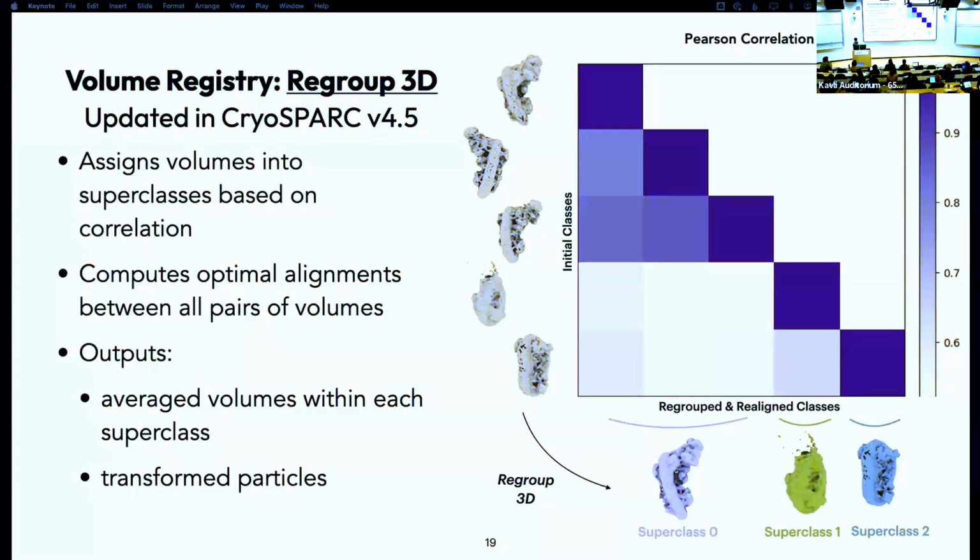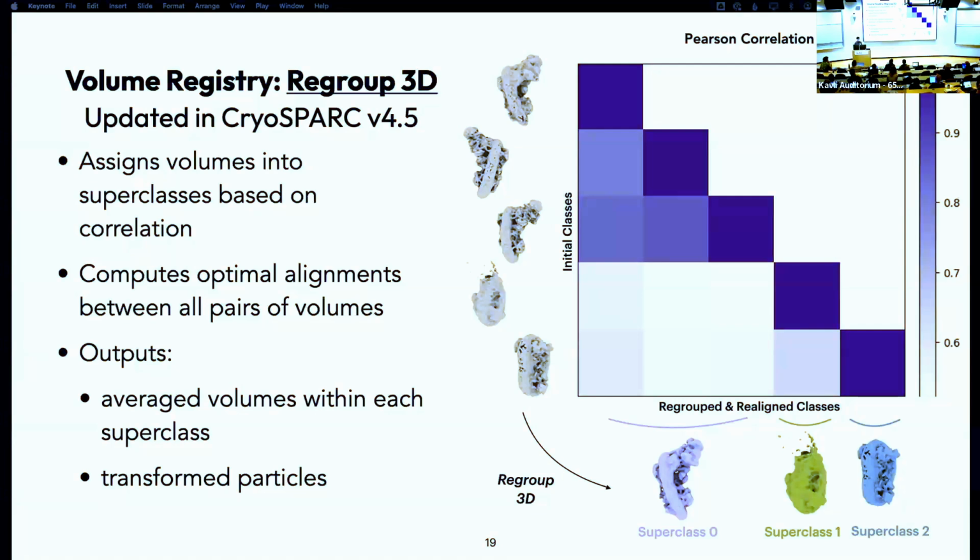The job outputs 1 volume for each of these 3 superclasses, and that volume comprises the average of the volumes that contributed to the superclass. So in the case of the first 3 classes that were all very similar, the average superclass is shown at the bottom in purple, and that's one of the outputs of this job.